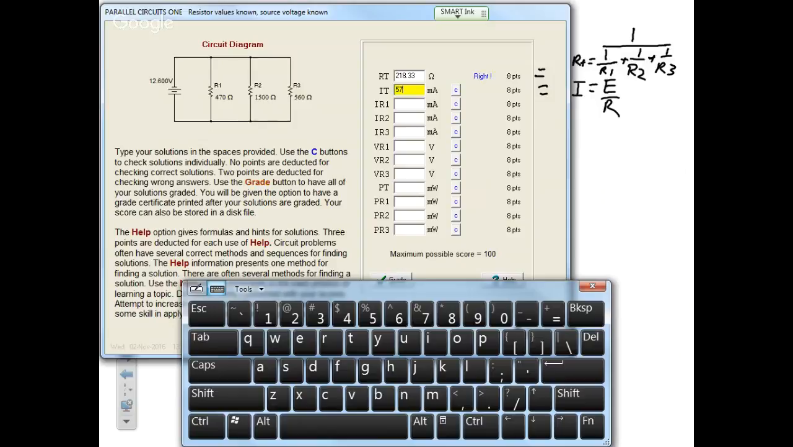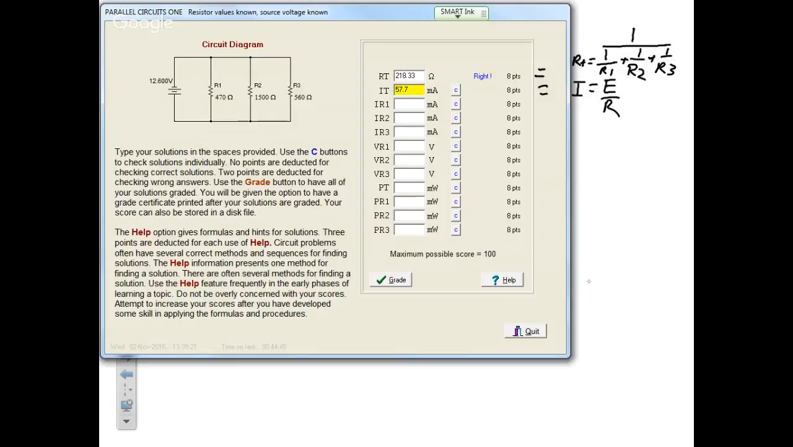57.7. That should probably get us there. Let's check our answer. We are correct.